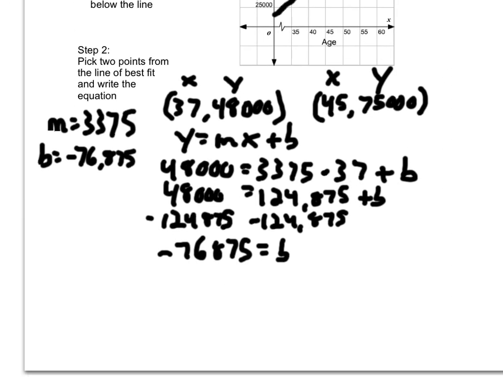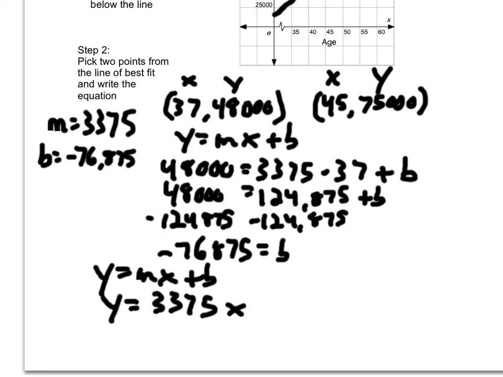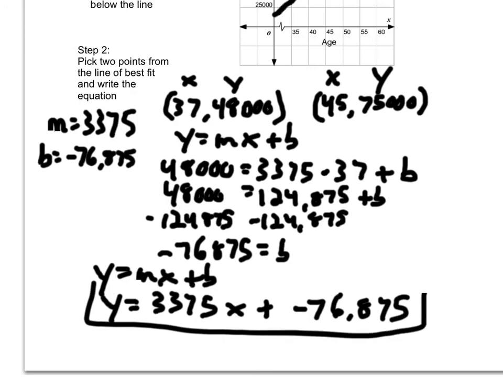So we know we've got y equals mx plus b form. And now we just want to plug in our m and our b. So we're going to get y equals 3,375 times x plus, and my b is negative 76,875. And there's my equation for my line.